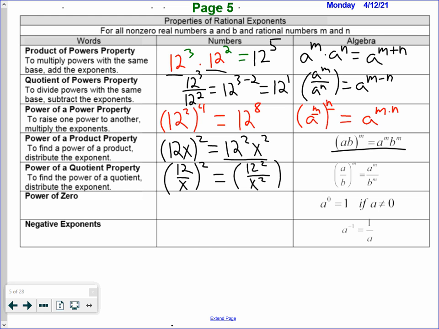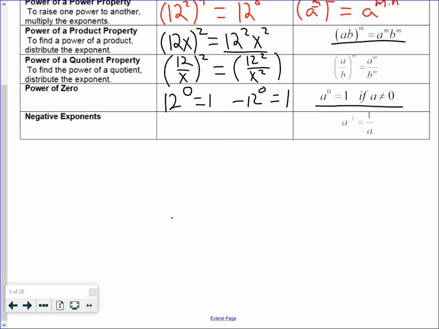The power of 0 says that if you have any real non-zero number raised to the 0 power, you always get 1. So basically, any real number, let's say 12 raised to the 0 power, that's going to be 1. If we have negative 12 raised to the 0 power, that's also going to be 1. Any number that is not equal to 0, if raised to the 0 power, will give you 1. And that's what it says right here: a to the 0 power equals 1 if a doesn't equal 0.